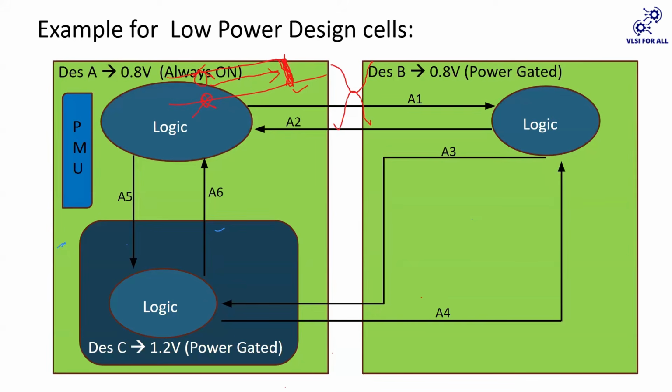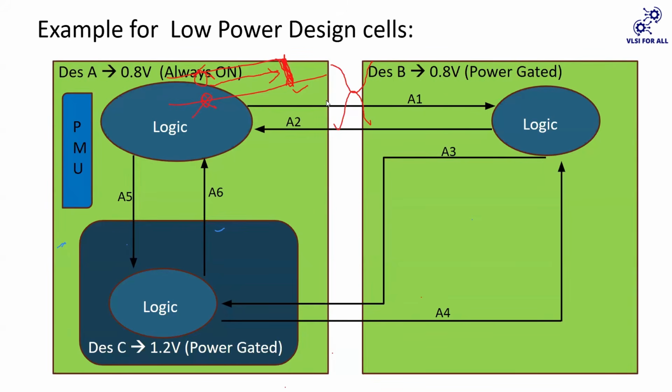It defines where the cells should be placed, whether I should use a header switch or footer switch, whether I should use AND isolation or other isolations, and how this signal will come. So this is completely controlled by this PMU. And the PMU is always placed in which domain? Always on domain. Because if the one giving the command and controlling everything is in a power gated domain, what will happen? If the power goes off, it can't control everything, right? So this PMU has to be placed in the always on domain.